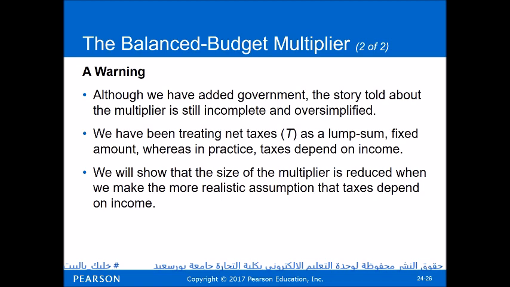Note that although we have added government, the story told about the multiplier is still incomplete and oversimplified. Also, we have been assuming that taxes, or net taxes T, are a lump sum of fixed amount, whereas in practice taxes depend on income. Finally, we will show that the size of the multiplier is reduced when we make the more realistic assumption in which taxes depend on income.